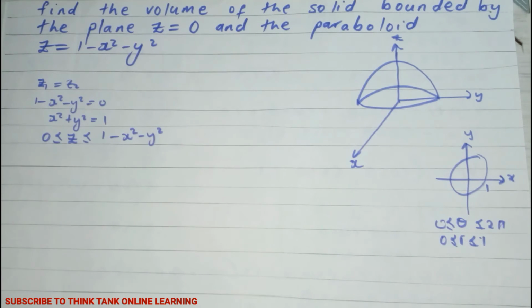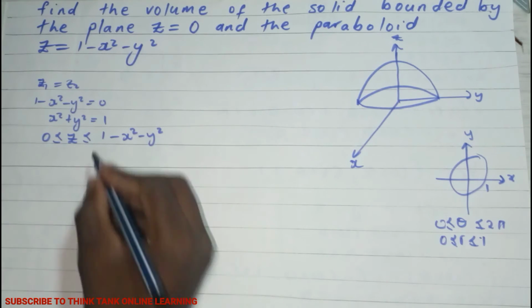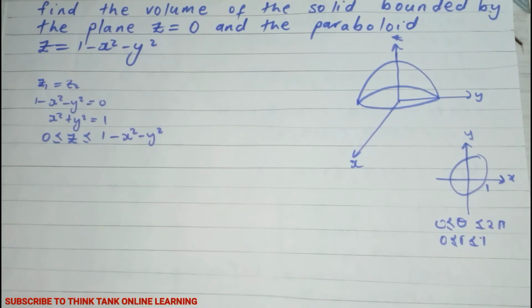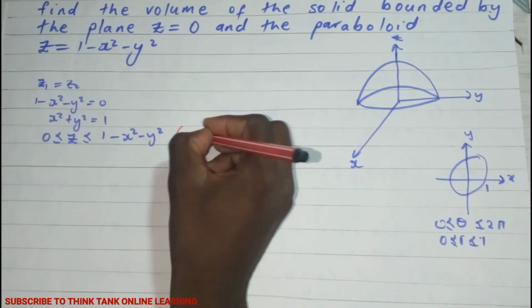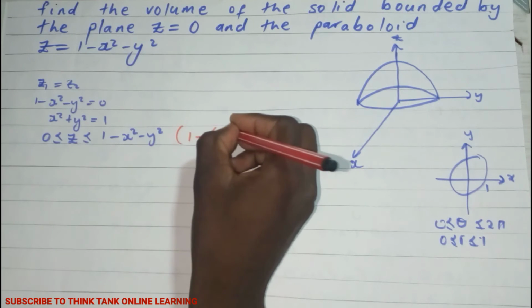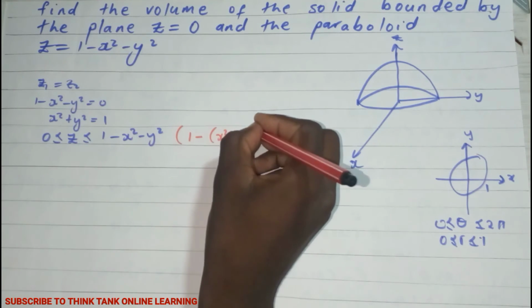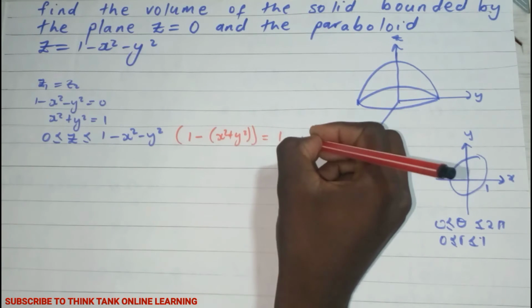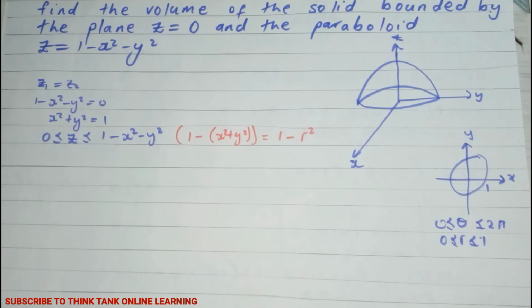Now if we write this, I'm going to write it in red here. This is the same as saying 1 minus (x squared plus y squared), and this is equal to 1 minus r squared. So the upper bound for z, you can write as 1 minus r squared.